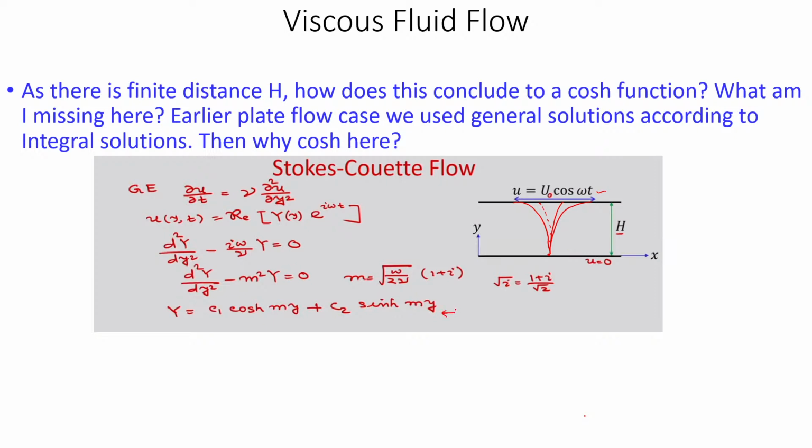This you should know: when you are solving a heat conduction problem or a fluid flow problem, and you have a finite length in that direction, then you write the solution in hyperbolic functions rather than exponential functions. If one direction is infinite, then you write the solution in terms of exponential functions, so that you get a simpler solution. That is why we have written the solution in terms of hyperbolic functions.